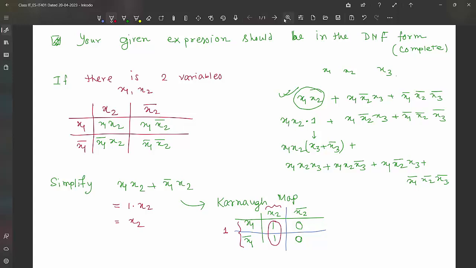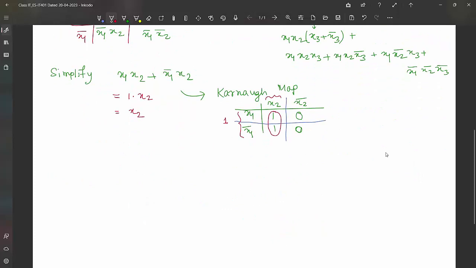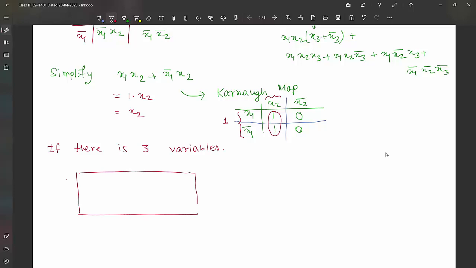Now again we are taking three variables. If there are three variables, then we will take the table in this way. This is our table. Just take one box, not necessarily make the table always. With three variables, a total of 8 values will be there. So start with x1 bar here, and here you will take the combination of x2 and x3.